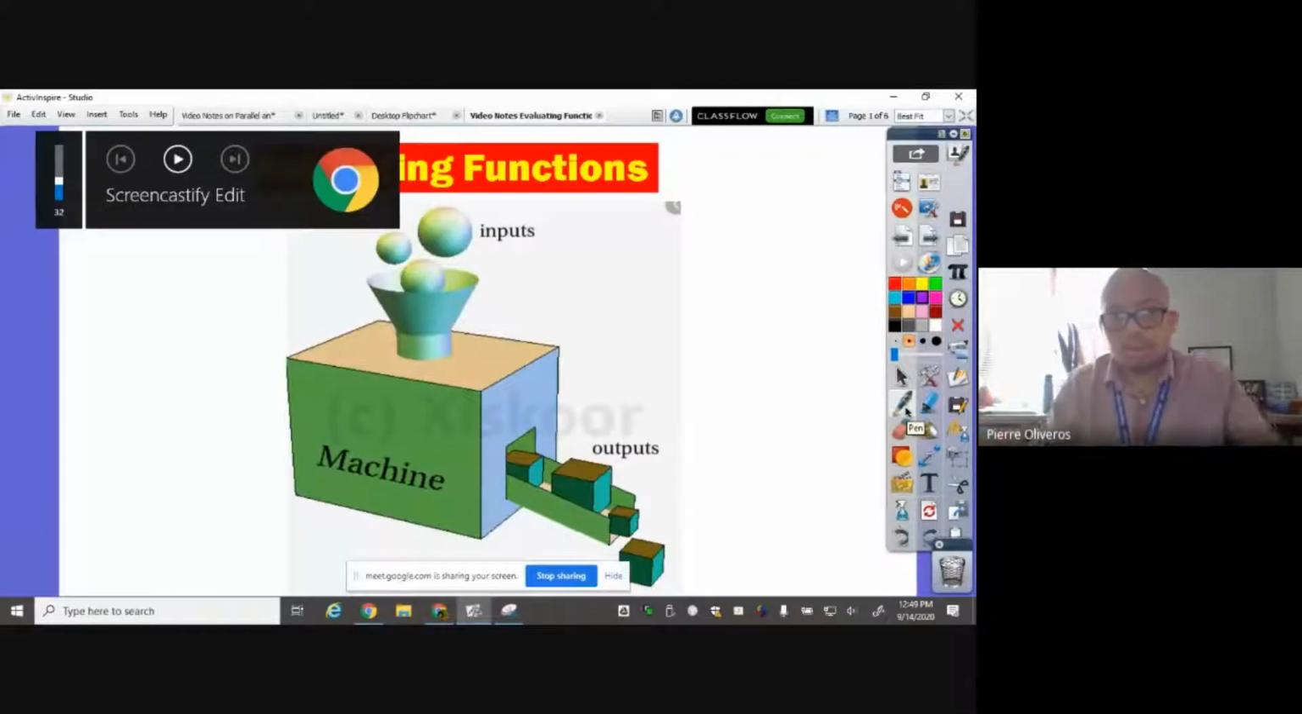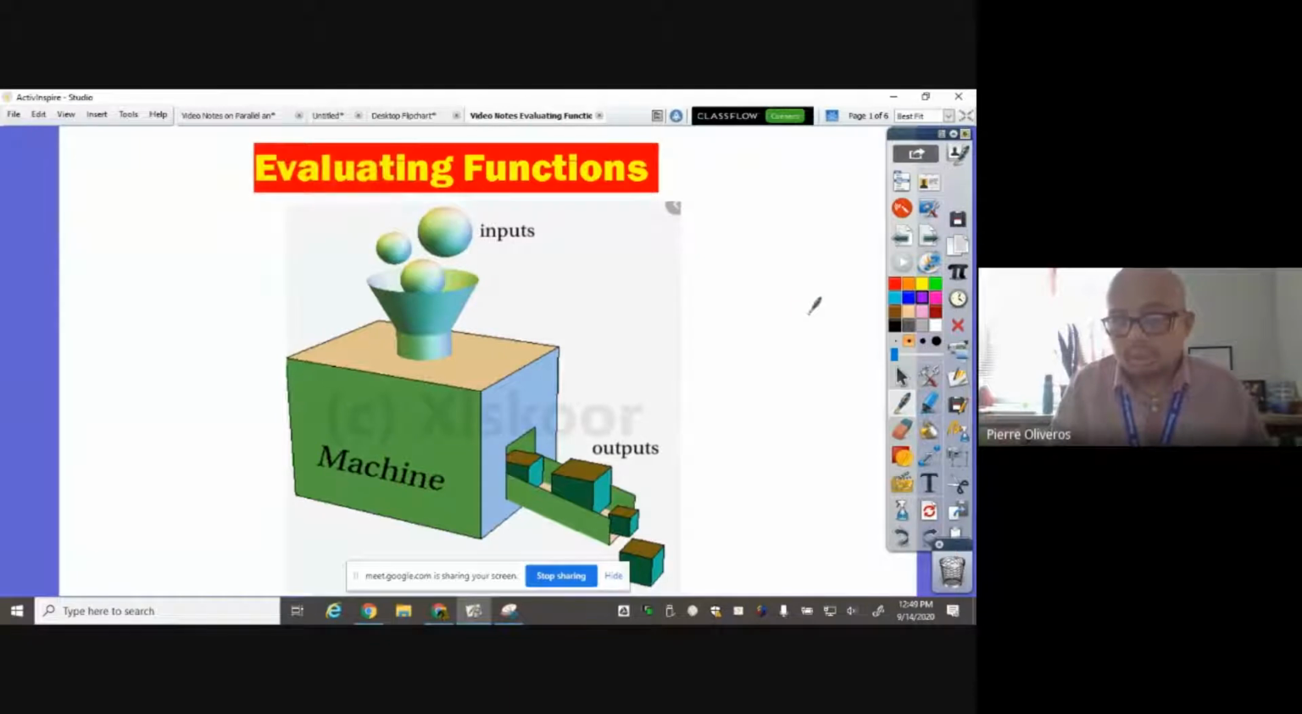What's up, Mr. O here, and today we're gonna learn how to evaluate functions. In evaluating functions, remember there's a machine. The machine is your algebraic expression, and the input is your x value for the most part that you inject into the machine, and the machine will work on it and bring an output.